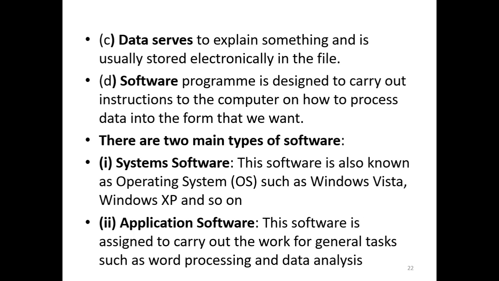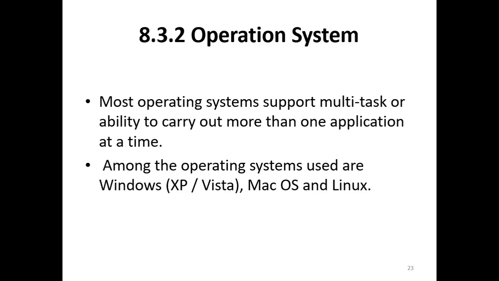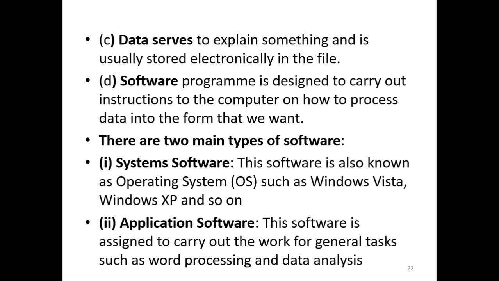And we have software. Data serves to explain something and is usually stored electronically. And then the software program is designed to carry out instructions to the computer on how to process data in the form that we want. Then we have 2 main types of software. What are those 2 main types of software? We have the system software and the application software.